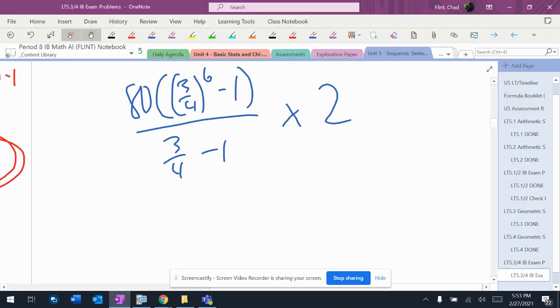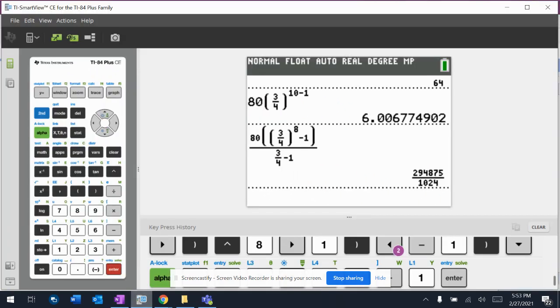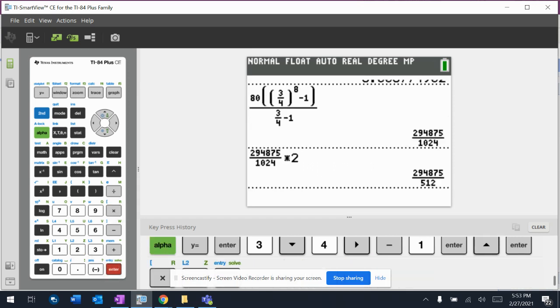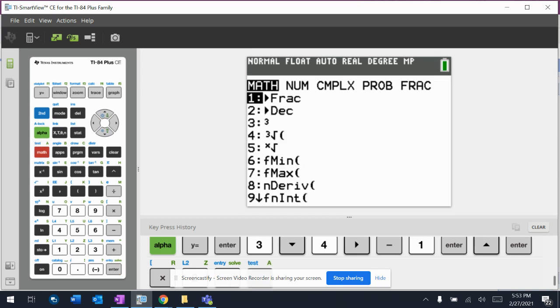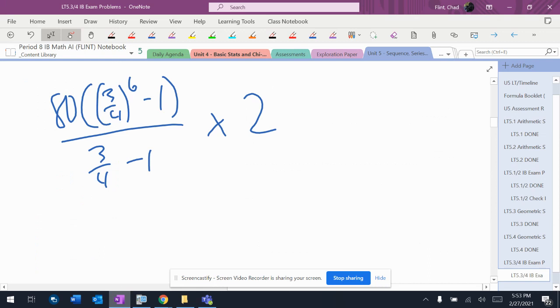Okay, now let's round it. It said to give your answer to 2 decimal places, and I also have to multiply it by 2. So I'm going to get that times 2, and then do that division right there. Now I can type that in as a division. I'm going to show you this: math, that thing right there. The first one turns a decimal into a fraction. The second one turns a fraction into a decimal. So it's 575.93. If you divide it, you get the same thing.